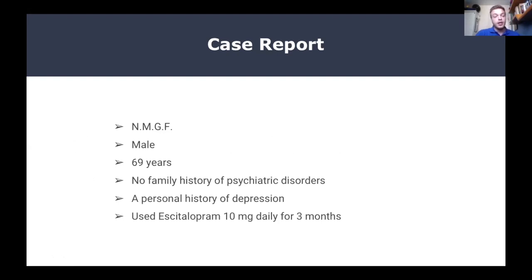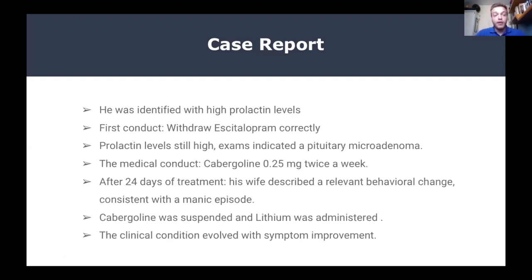Case report. NMGF, male, 69 years, born in São Paulo, smoker. He had no family history of psychiatric disorders. However, he had a personal history of depression. Because of that, he was administered escitalopram 10 milligrams daily for 3 months. He was identified with high prolactin levels. So the first conduct was to withdraw escitalopram correctly for 4 weeks. However, prolactin levels were still high, and exams indicated a pituitary microadenoma. The medical conduct was to use Cabergoline 0.25 milligrams twice a week.